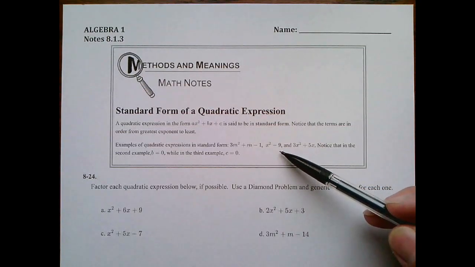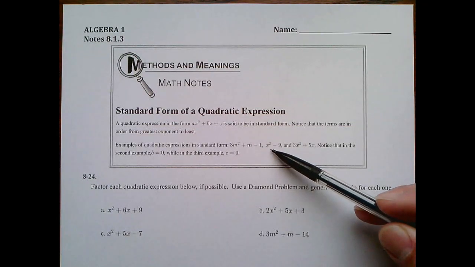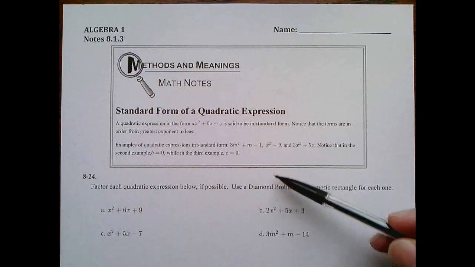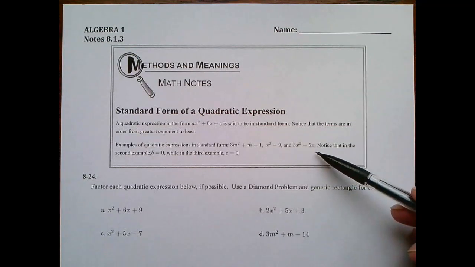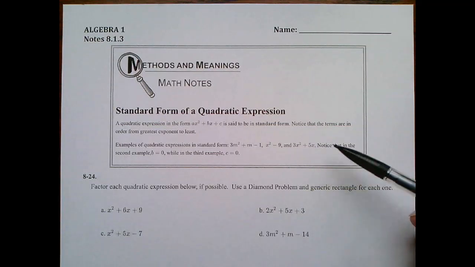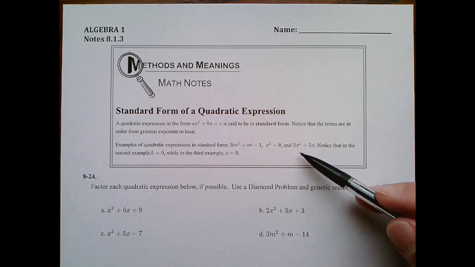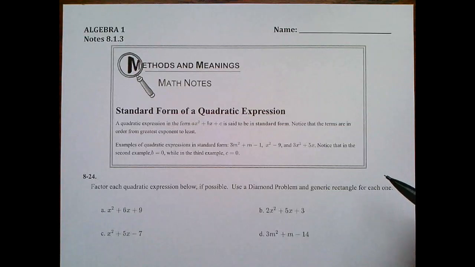x squared minus 9 is in standard form. Notice it doesn't have an x to the first power, but that's okay. We still have x squared first and then the negative 9 comes second. We also have 3x squared plus 5x. The x squared term comes first and then the x to the first term comes second. But notice there's no constant term or a number by itself, and that's okay as long as it's in order.